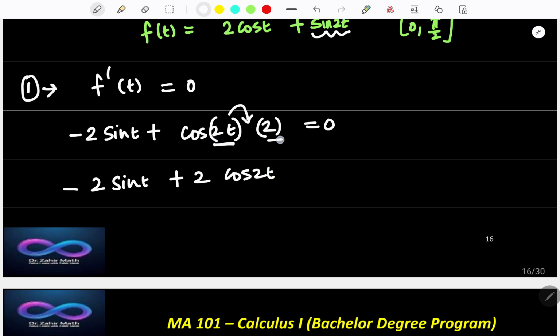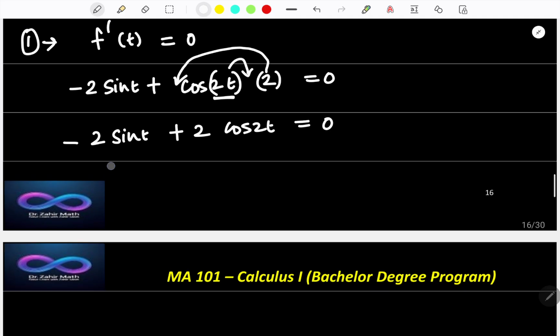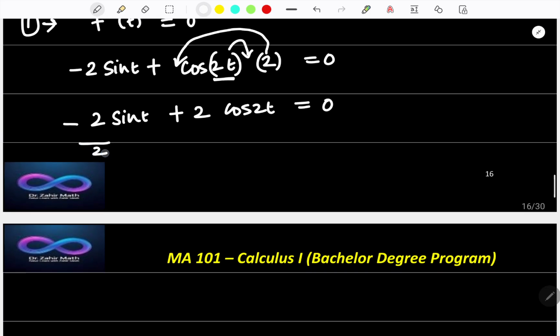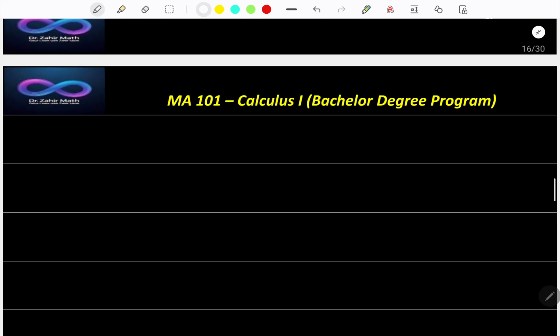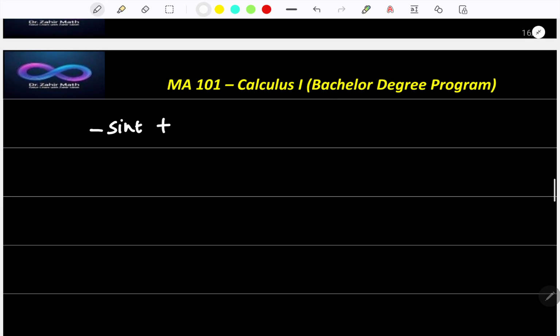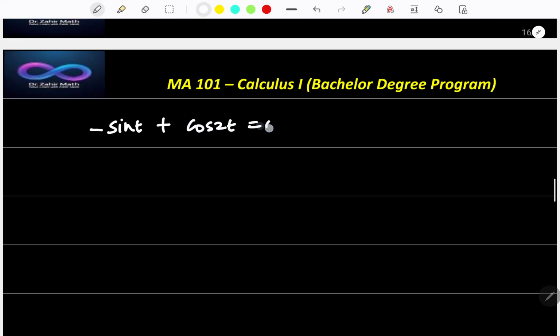This is angle, this is multiply. Don't take it inside, it is wrong. So it is multiply, so bring it to the front. So 2 cosine 2t equal to 0. See, there is a 2 common. You can divide by 2 throughout, so remove this 2 first. What will happen? Minus sine t plus, and then you will get cosine 2t is equal to 0.